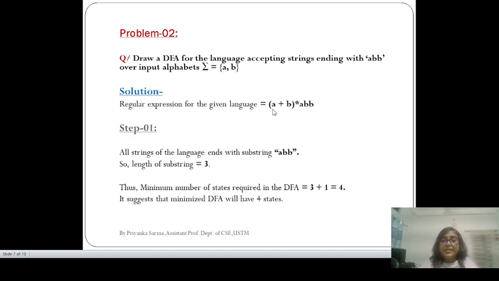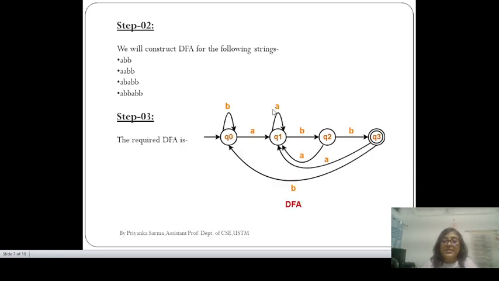Now step number 1 is what? All strings of the language end with the substring ABB, that means the length of the substring is 3. That means the minimum number of states required in the DFA equals 3 plus 1, which is 4, and it suggests that the minimized DFA will have 4 states. Now move to step number 2. Here we have to identify the strings. So these are the strings, and based on those strings we are going to construct the DFA.